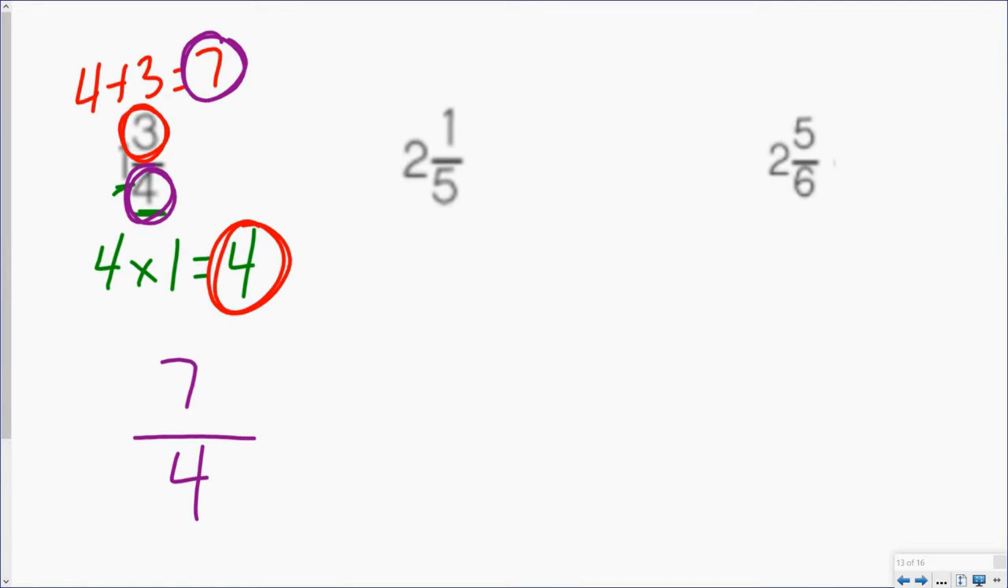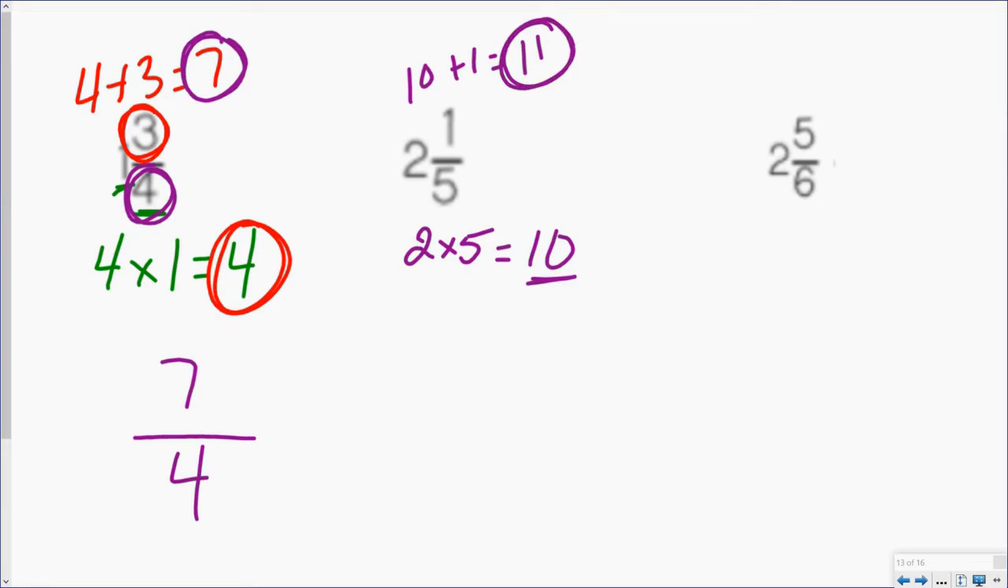7/4. If I do the same thing here, I would take 2 times 5, which would give me 10. Then I would take this 10, add it to 1, which would give me 11. And now this number right here is my new numerator, and this stays my denominator. So it would be 11/5. Last one here, I'm going to take the 6 and multiply it by the 2.